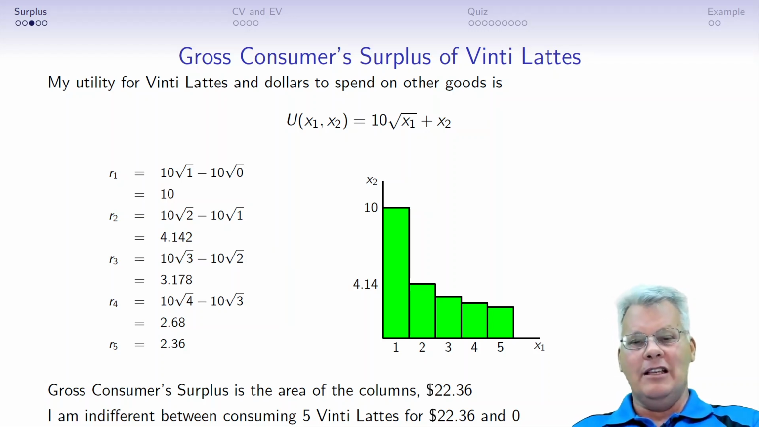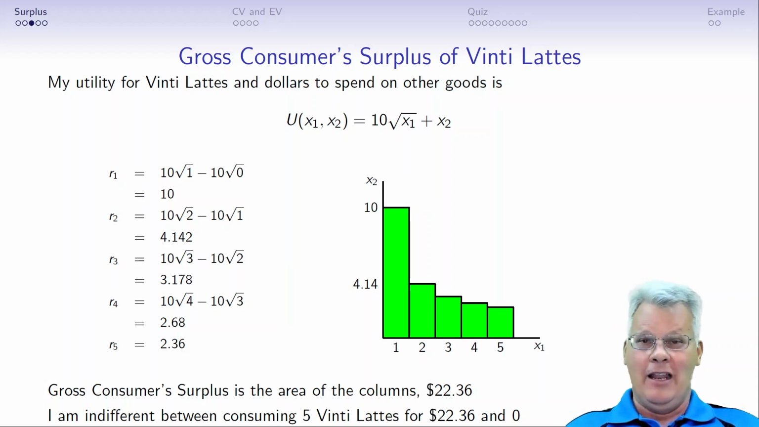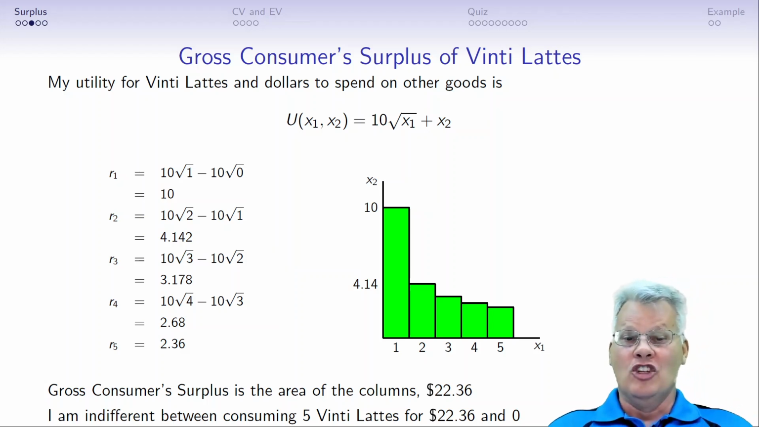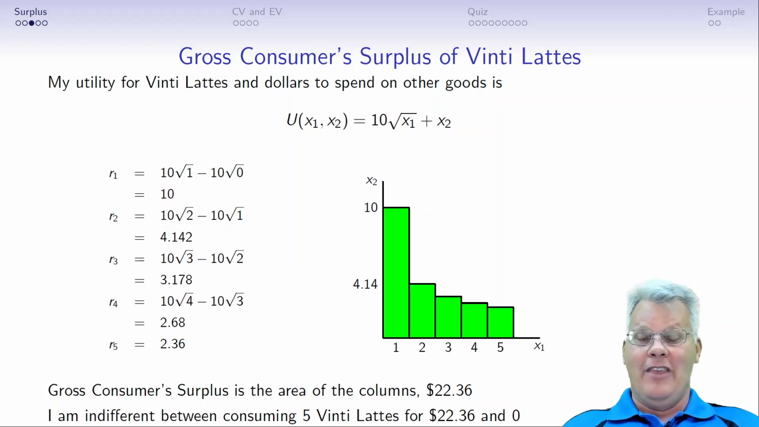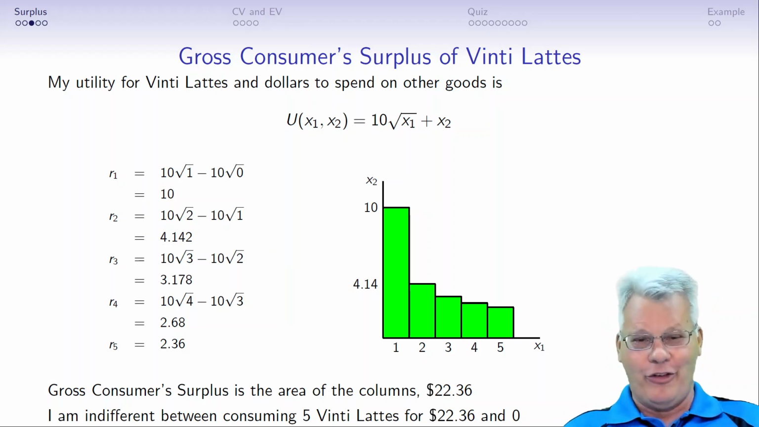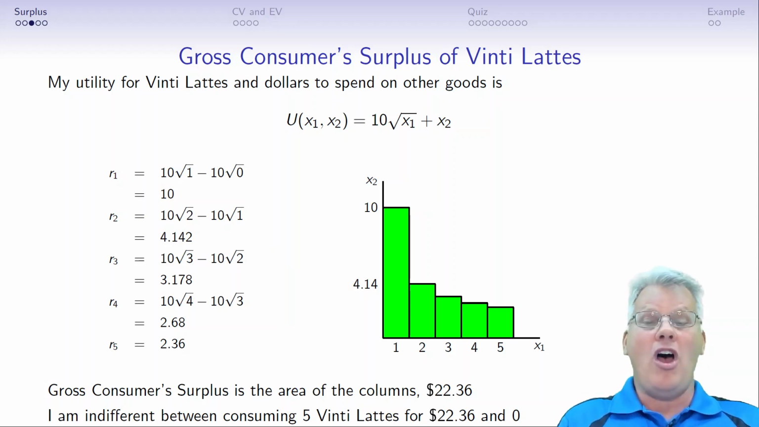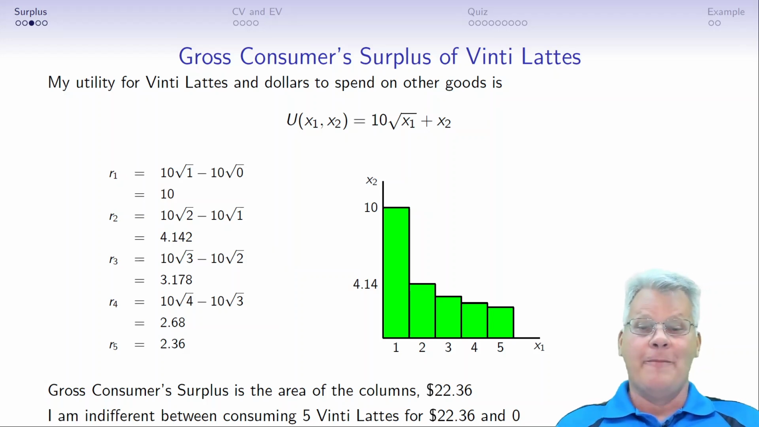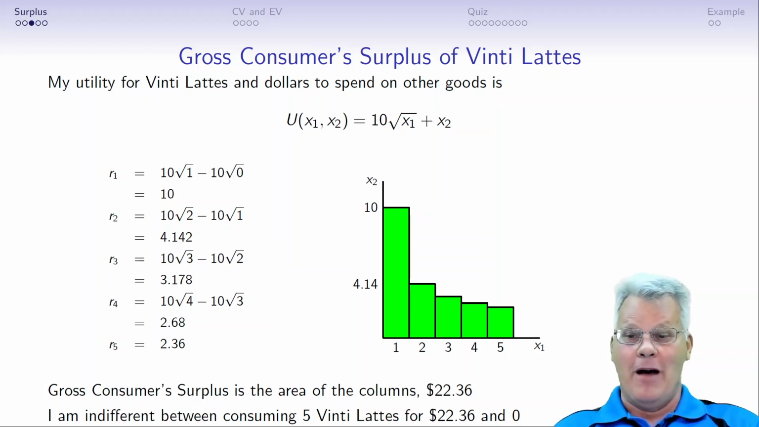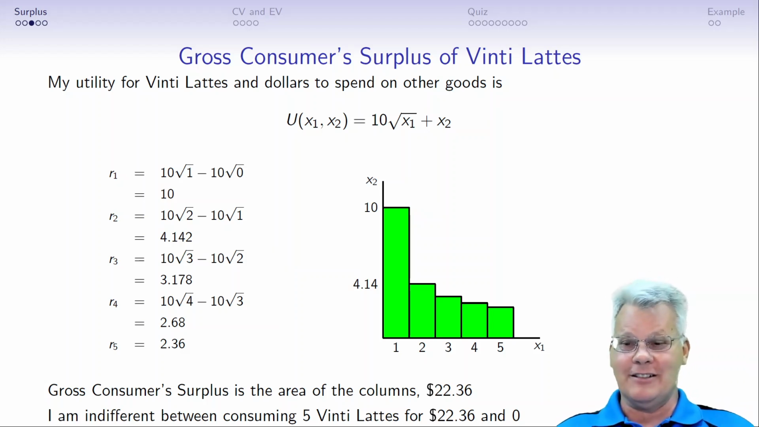So if we add all these reservation prices up, what that gives me is what Varian describes as gross consumer surplus. What that says is that if I were to buy and drink 5 Vinny lattes, I'd never sleep for 3 days, but the value that I would place upon consuming those 5 would be $22.36. That's the sum of my 5 reservation prices.